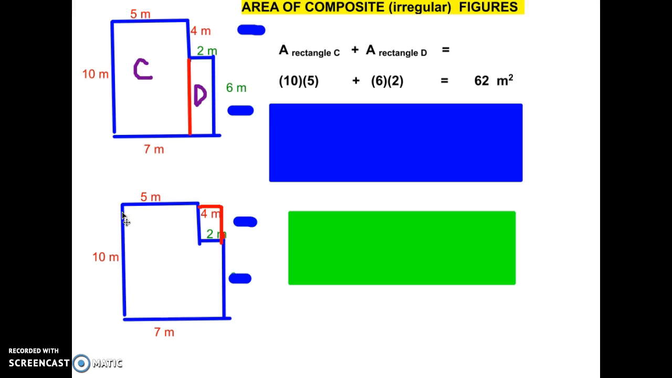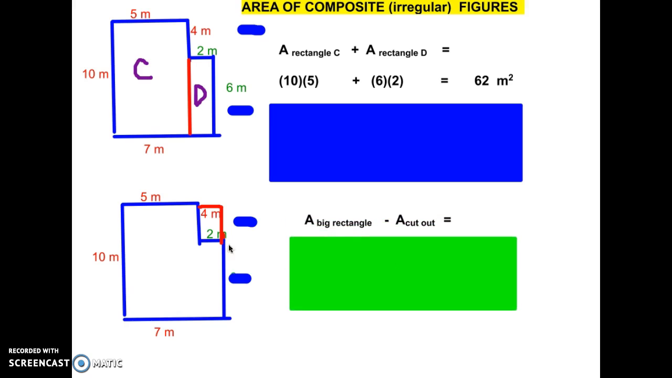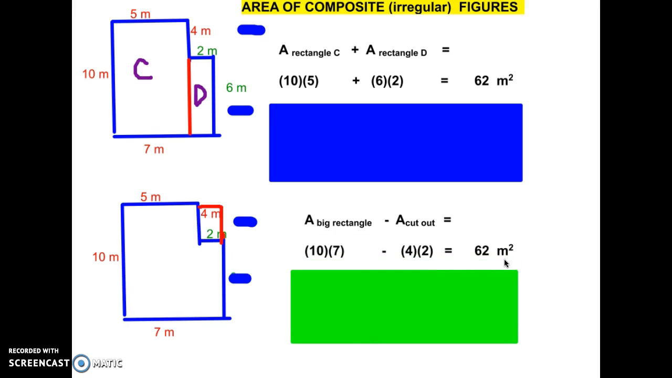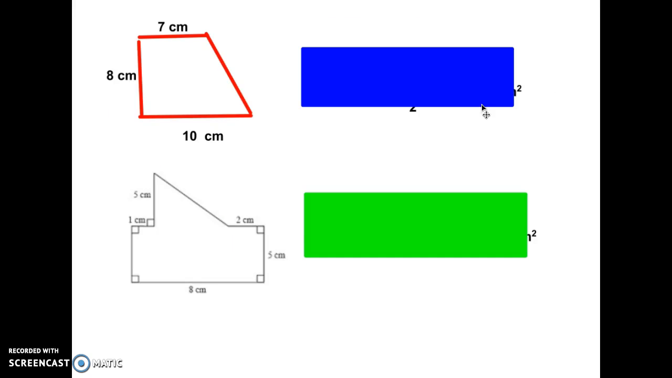So we'll find the area of the big rectangle, and then we're going to subtract out this little space. So the area of the big rectangle is 70, and the area of the cutout is 4 times 2, or 8. So 70 minus 8 also gives us 62 meters squared. Here are two more figures.